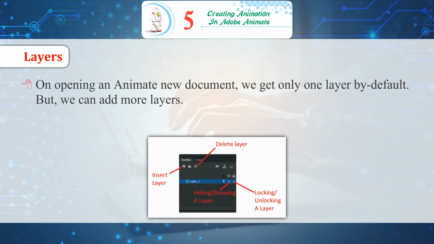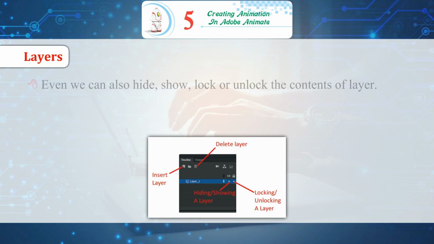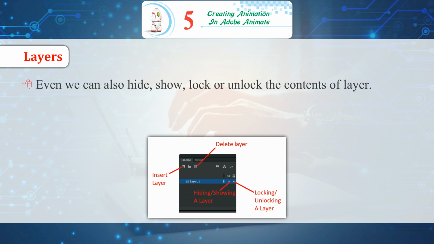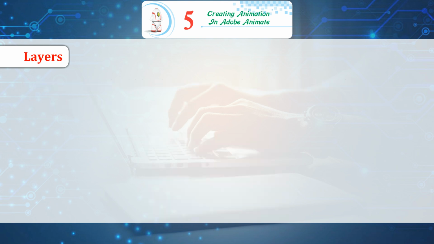On opening an Animate new document, we get only one layer by default, but we can add more layers. We can also hide, show, lock or unlock the contents of a layer. Let's learn about them in detail.